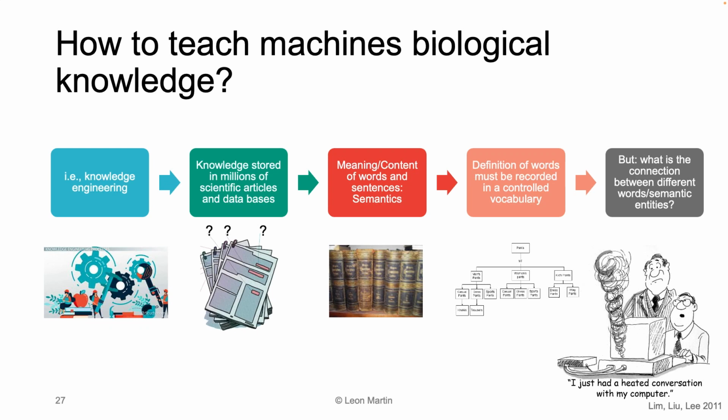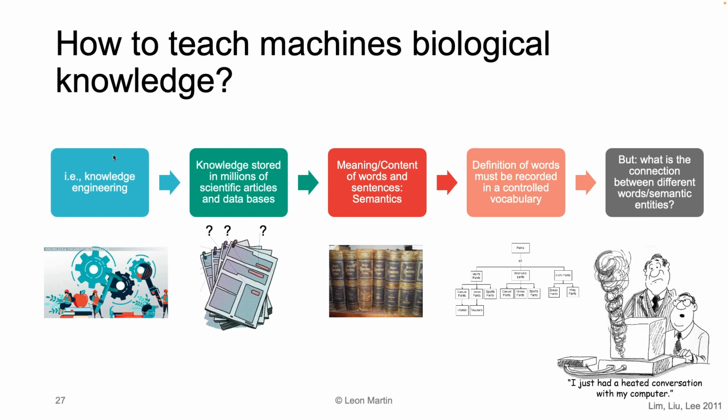knowledge tool set. So we need kind of a good knowledge engineering, so teaching machines biological knowledge. We have kind of knowledge that is stored in millions of scientific articles and databases. And we have the meaning of content, which is basically semantics. So we need kind of a definition of the word that must be recorded in a controlled vocabulary.